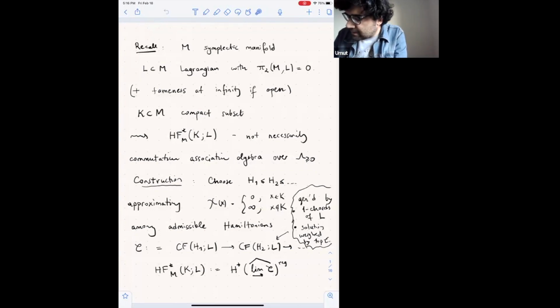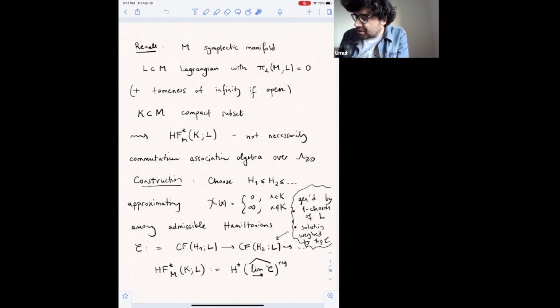So we start with a symplectic manifold, and this is just recalling the invariant. Inside it, we take a Lagrangian, and let's say this Lagrangian is spherical. It works under more general assumptions. The more general you want it to work, the more theory you have to develop. But for today, it will be enough to work in this very simple case. If M is not compact, then we also need to assume some tameness at infinity. I'm not going to worry too much about it.